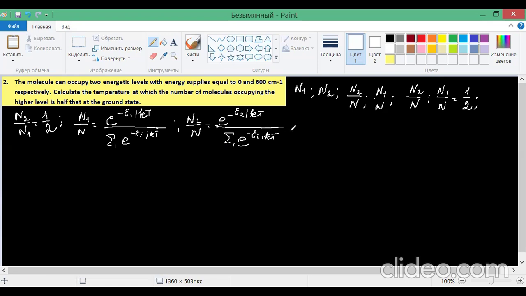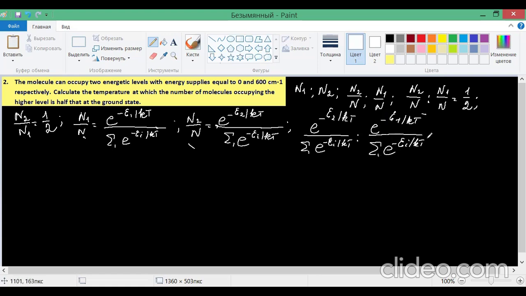Okay, now let's apply this and this to this. We will see that exponent raised to minus epsilon sub 2 over q, divided by the corresponding expression for the ground state, I hope that you understand what I'm writing, is equal to half.